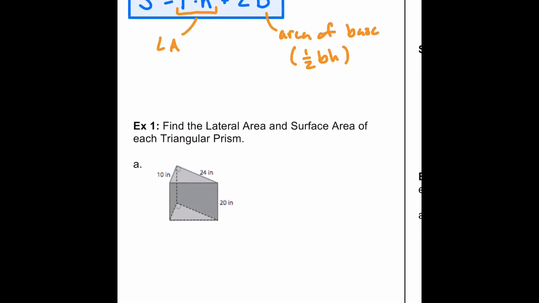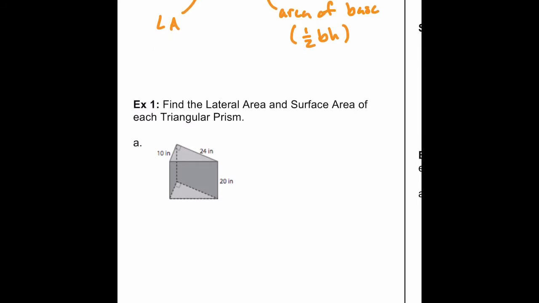Let's take a look at one with some numbers here so we can start to put this together. First, I want to highlight that this is a triangular prism, right? Because the base is a triangle. Of course, that's the same as the top, also a triangle. And so what's going to happen here is I'm going to need to find the perimeter of that triangle for part of my formula, but I can't find the perimeter of that triangle because I don't have all three sides. But I do know that this is a right angle here. They tell me that's a right angle. And so this is a right triangle.